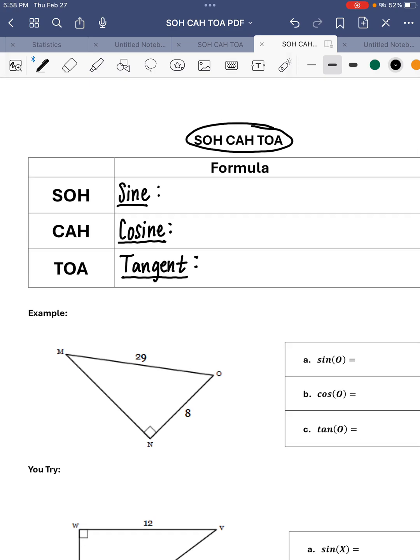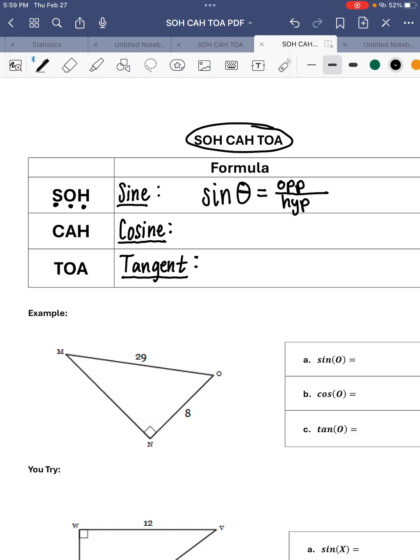So let's get to the formulas. For sine, the formula is sin theta equals, so the S in SOH is for sine. The O is for opposite. And the H is for hypotenuse.